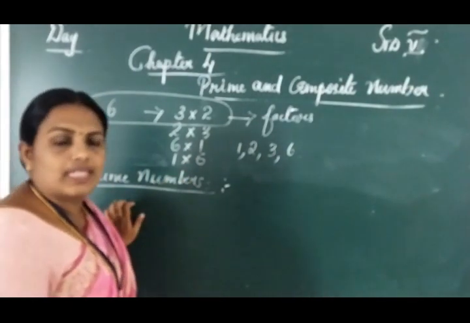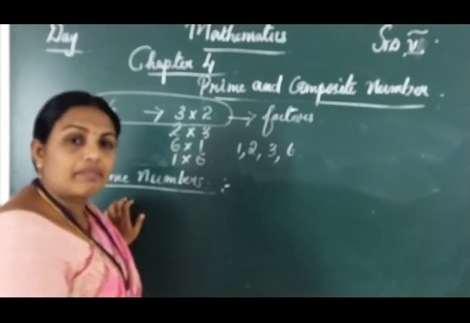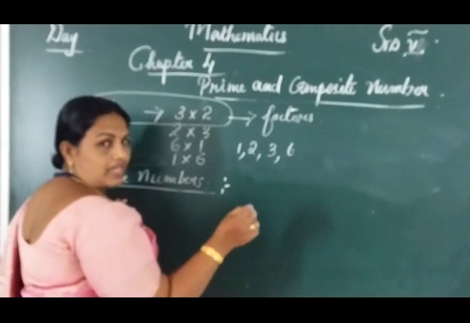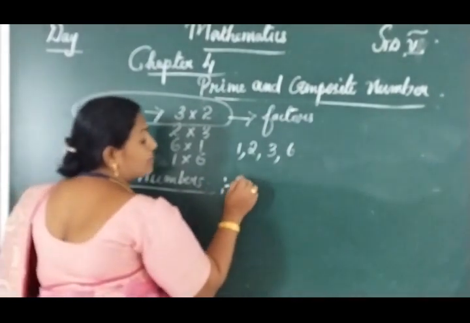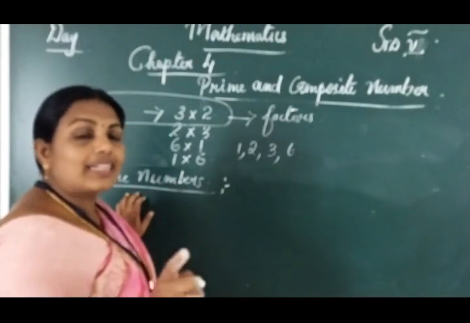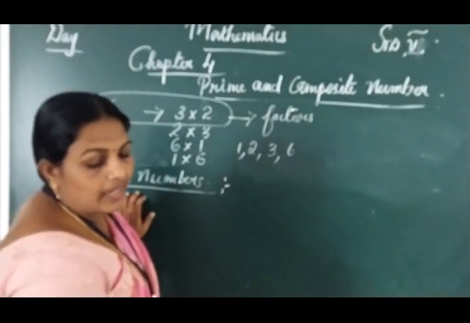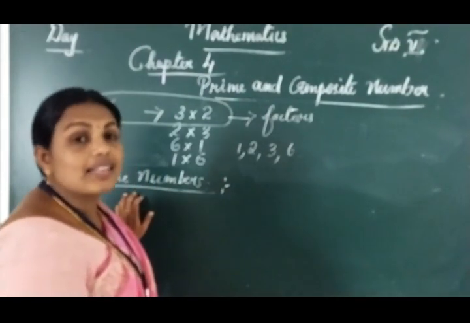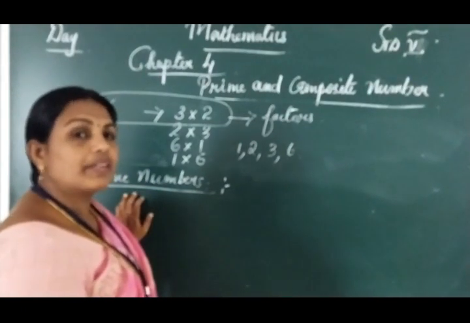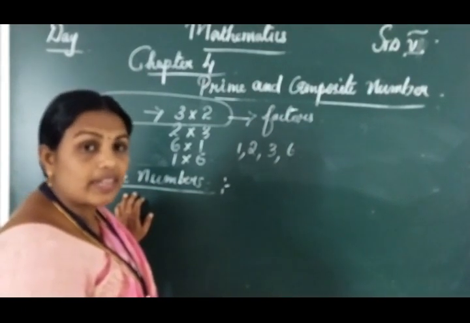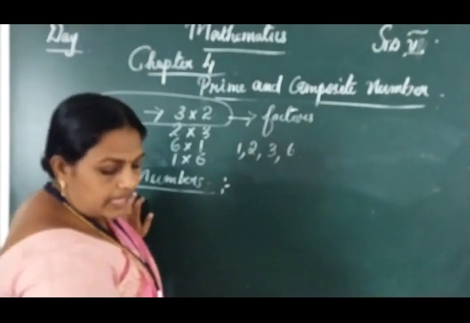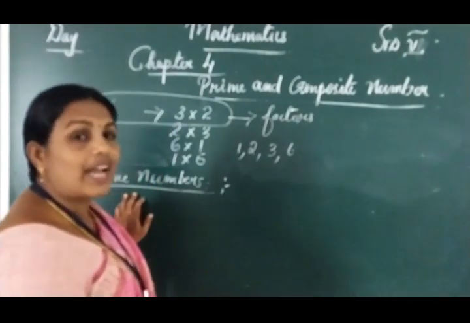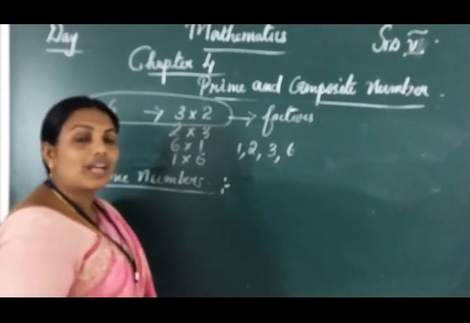Prime numbers: a prime number has only itself and one as factors. What are composite numbers? A composite number has factors other than one and itself.